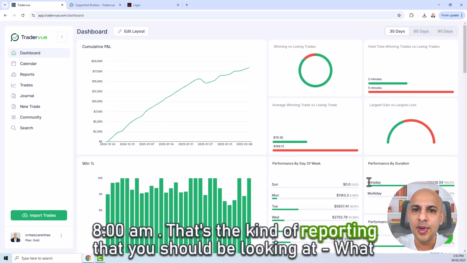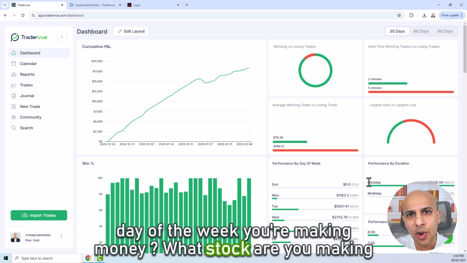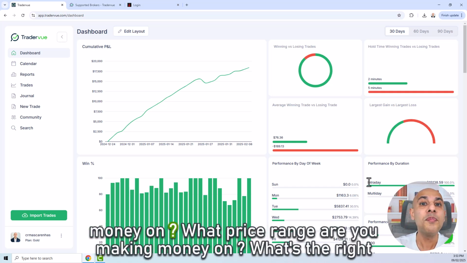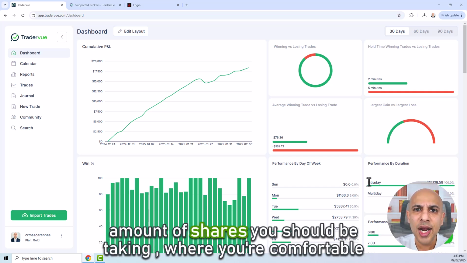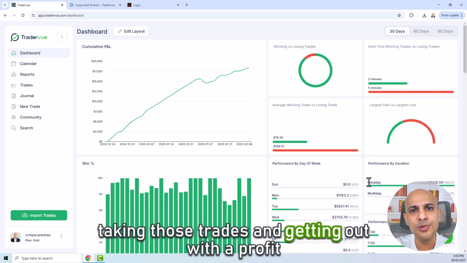That's the kind of reporting that you should be looking at. What day of the week you're making money? What stock are you making money on? What price range are you making money on? What's the right amount of shares you should be taking? Where you're comfortable taking those trades and getting out with a profit.